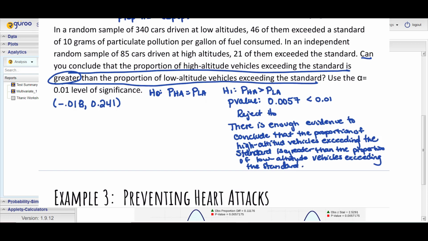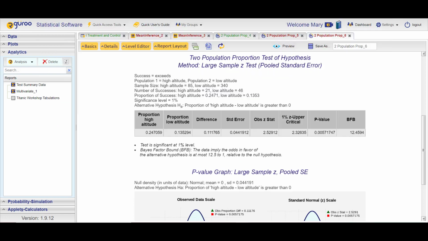And for the confidence interval, we would say we are 99% confident. Did we change our confidence level to 99%?